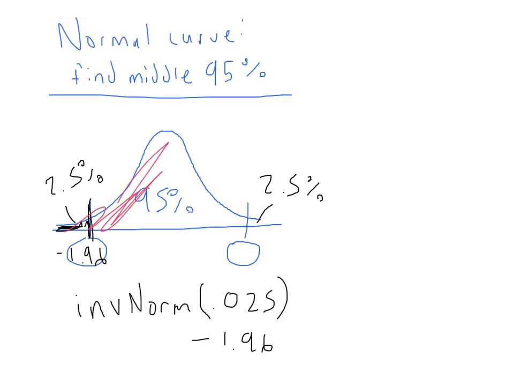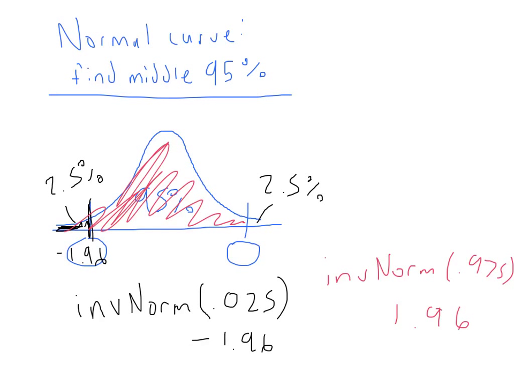Now on this side, you could also say, well, if this is the top 2.5%, then I know that I have 2.5 plus 95, or 97.5% of the curve underneath here. So I could type into my calculator inverse norm 0.975. And what that's going to come out to is positive 1.96. And here's the trick. Once you find the lower end, you know that it's going to be the exact same as the higher end, just positive. So once you know one end, you actually know both ends.